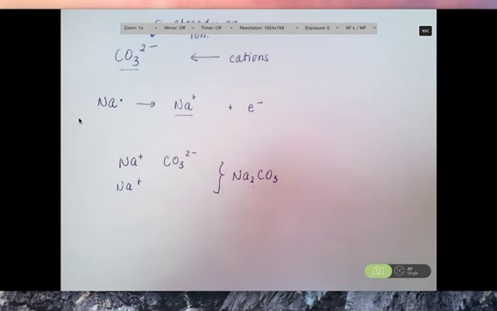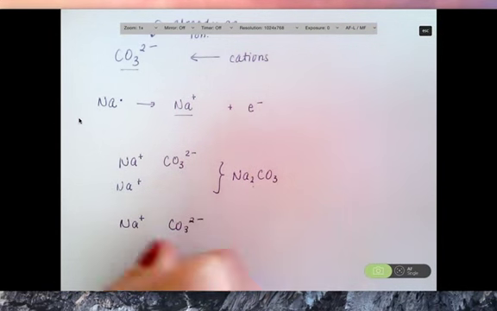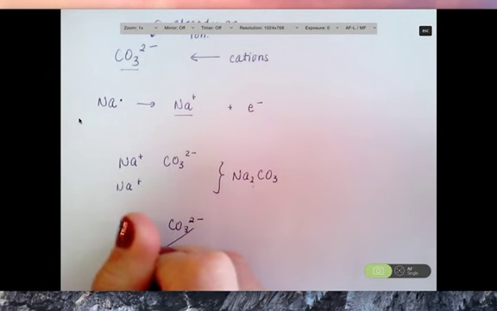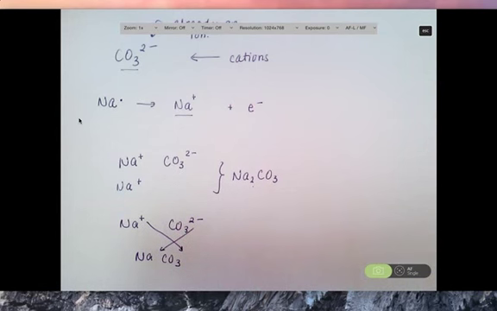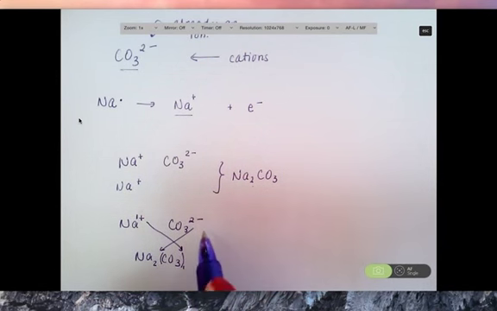It's the same shortened process that I taught you last time, where we can just cross those charges over. So the positive 1 gives a 1 here, and the negative 2 charge gives a 2 here. So we see that the ratio of ions can be deduced using this shortened method.